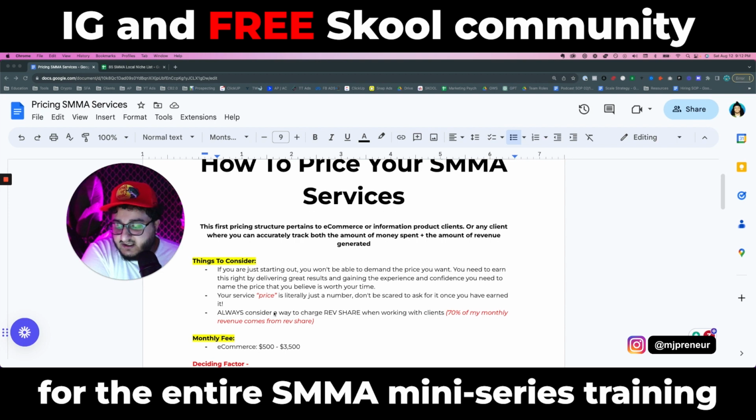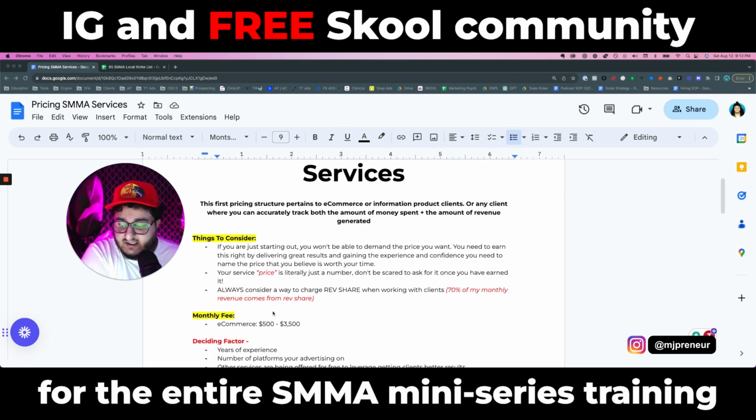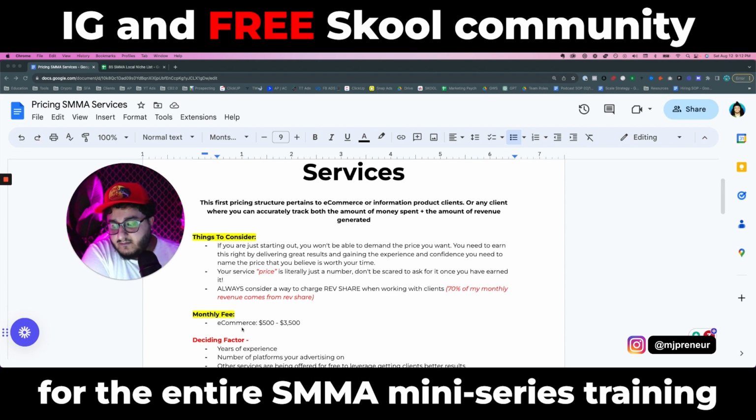Now let's go ahead and talk about the monthly fee, okay, which is the first part of this pricing structure. For e-commerce or information product, or really any business where you can track how much you spent versus how much you generated, I recommend anywhere between $500 to $3,500. Now that's a huge difference, right? The reason I mentioned 500 is because maybe you're watching this video and you're just starting out, so you might have to charge 500, but then you have someone like me who's been in the game for 5 years now, where I can charge 2,500 to 3,500 based on many factors. So just to give you a ballpark, it's going to be anywhere between $500 to $3,500 a month.